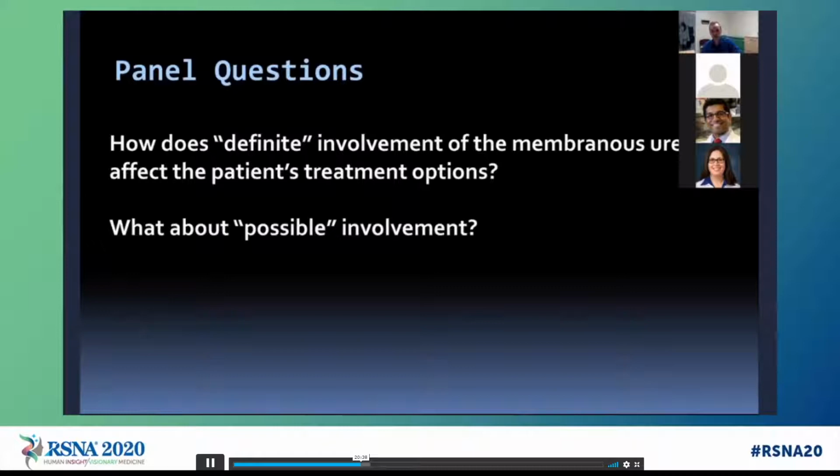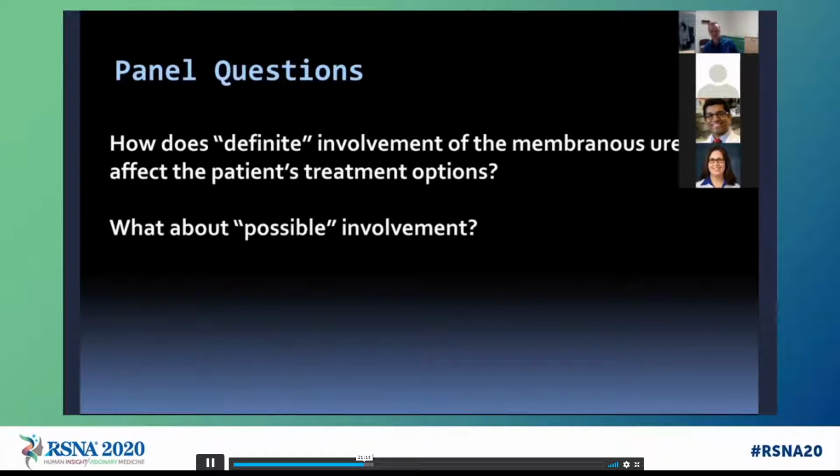So, panel question. So I guess the treatment decision was already made in this case. It wasn't picked up prospectively, and the patient went on to surgery. But the questions are really in and around membranous urethral involvement. How does that potentially affect the patient's treatment options? And again, similar to the last case, if we're equivocating about it and we say it's possible, does that have an effect as well?